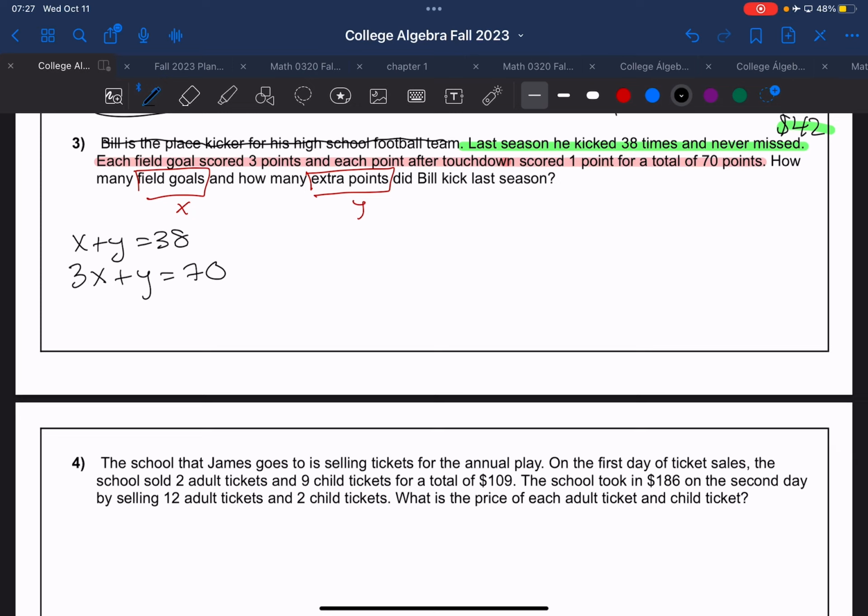And notice this time we do not have an equation that's already solved for one variable. So we can choose here if we're going to continue using substitution or if we're going to use elimination. Which method do you want to use?